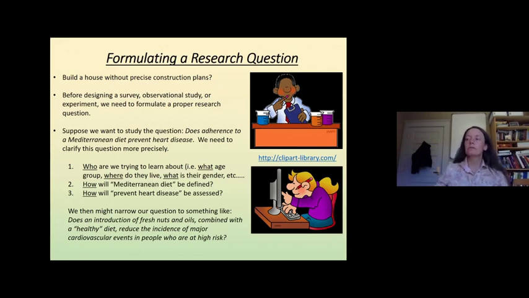So after looking at this, we might think, gosh, that's a lot to consume here. Mediterranean diet, heart disease. So then we might pare that down a little bit, and we might say, does an introduction of fresh nuts and oils combined with a, quote, healthy diet, however we define that, reduce the incidence of major cardiovascular events in people who are at high risk? That's a little bit more precise of a question, which we can then use more readily to translate into an actual study that we might want to design.